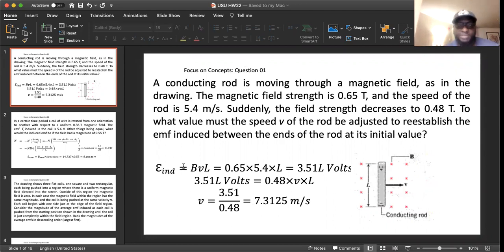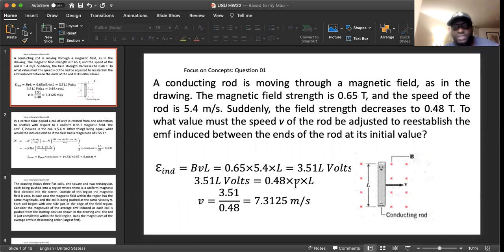So our EMF induced is BVL. So we have the magnetic field initially to be 0.65 times the velocity, the speed is given to be this. So the length stays the same. So we just put L for the length. We are not given what the length is. So it's 3.51 L volts as the induced EMF. But now we want to keep every other thing constant. The length stays the same, but we are changing the B field to 0.48.